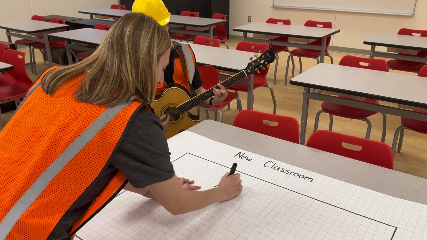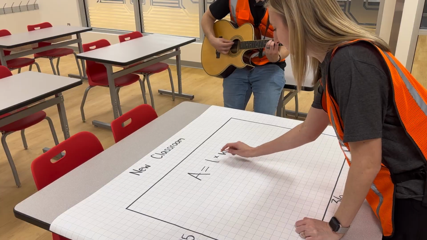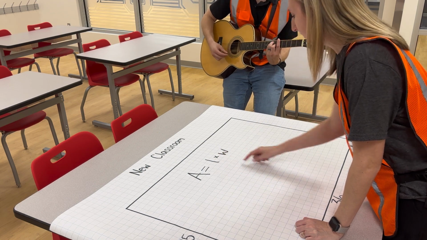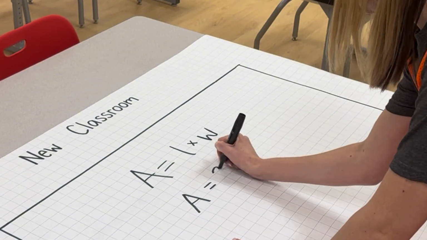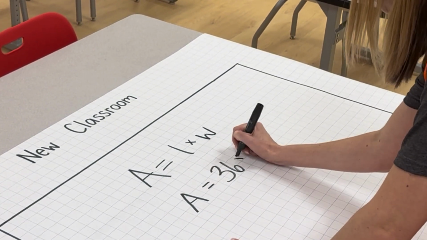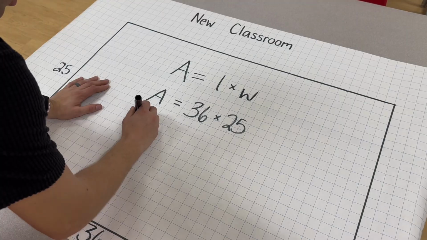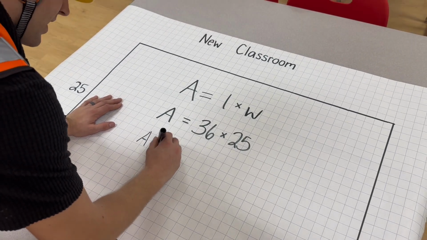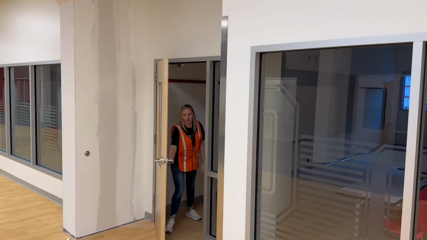Finding the area of a rectangle is quite a simple task. Just multiply your length by width. To find our area, we know that our length was 36, and we multiply that by our width, which was 25. Our area is 900 feet squared.